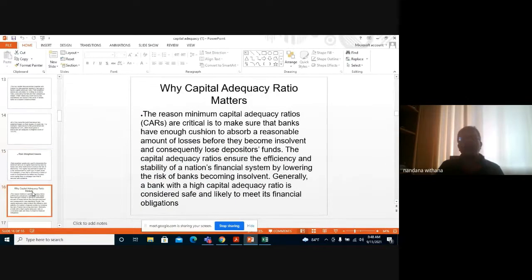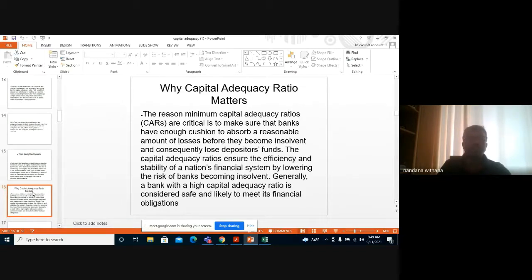Why does capital adequacy ratio matter? The reason minimum capital adequacy ratios are critical is to make sure that banks have enough cushion to absorb a reasonable amount of losses before they become insolvent and consequently lose depositors' funds. The capital adequacy ratio ensures the efficiency and stability of a nation's financial system by lowering the risk of banks becoming insolvent. Generally, a bank with a high capital adequacy ratio is considered safe and likely to meet its financial obligations. Okay. So there must be minimum capital adequacy ratios that are decided by the Basel, and all the banks throughout the world have to follow that.